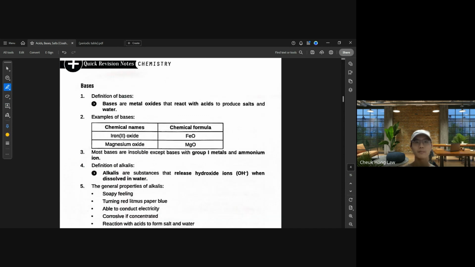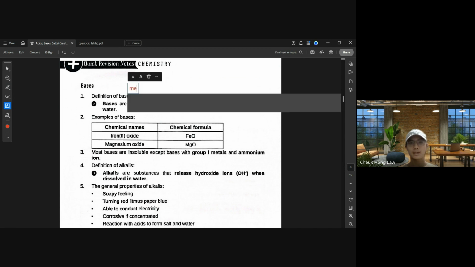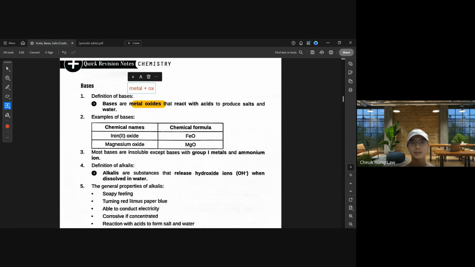So definition of bases. Bases are metal oxides that react with acids to produce salt and water. So we already learned the reaction. Acid plus base gives you salt and water. This is your neutralization. So bases are basically just metal oxides, which means metal plus oxygen combined together, so it can form a compound.